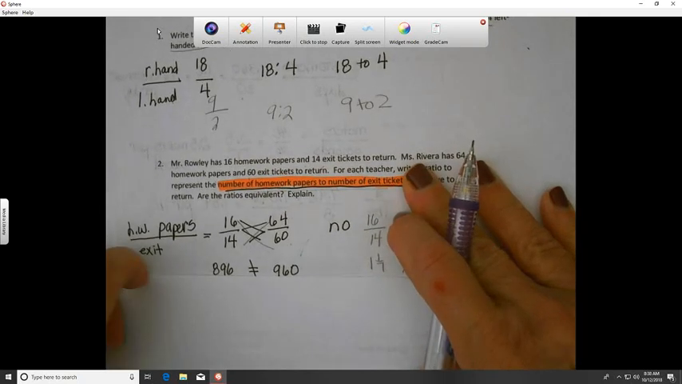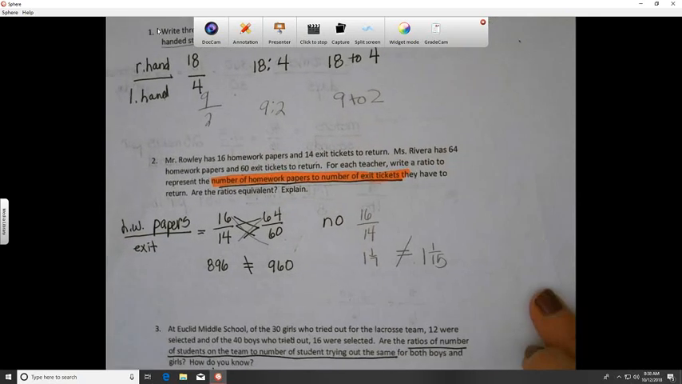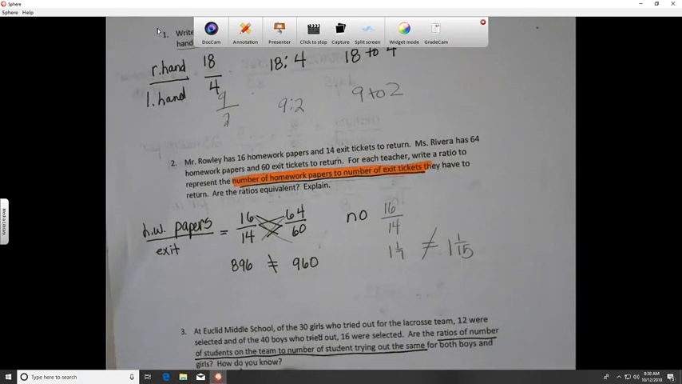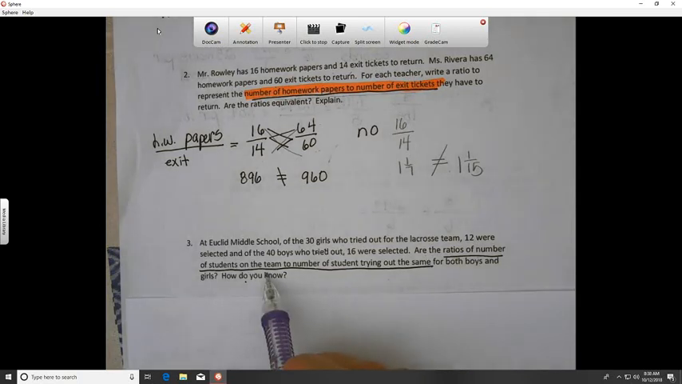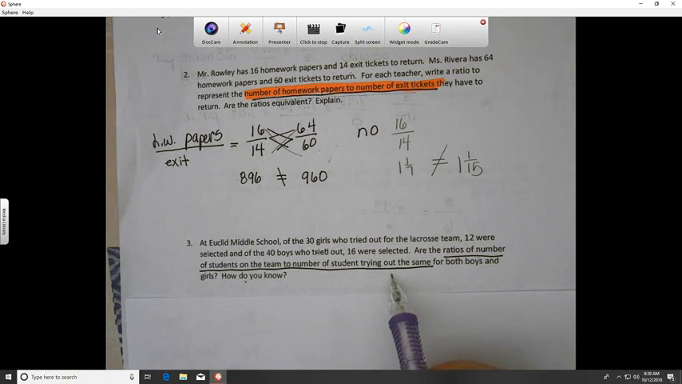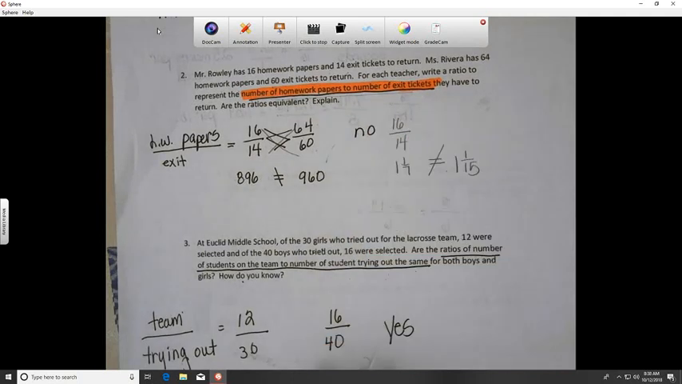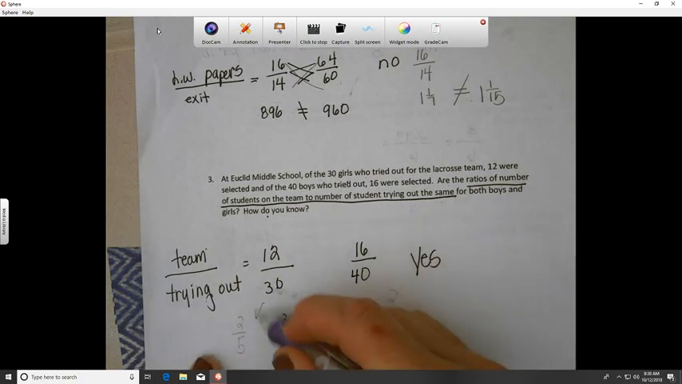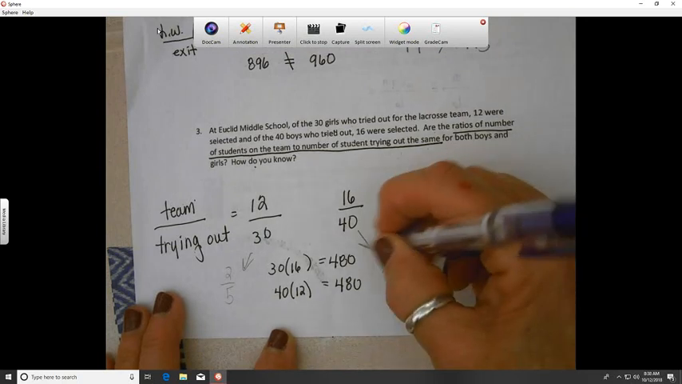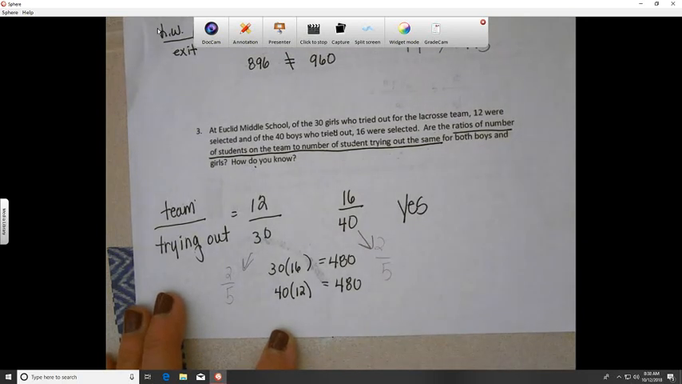Okay, the next one. Again, it's a question about girls, the team, and the kids that tried out, and the boys. So here's the main part of this question. Are the ratios of number of students on the team to number of students trying out the same for both boys and girls? So your map should say team, trying out, and that's how you fill it in. I cross-multiplied, or you could simplify and get 2/5. So are they the same? Are they equivalent? Yes, they are.